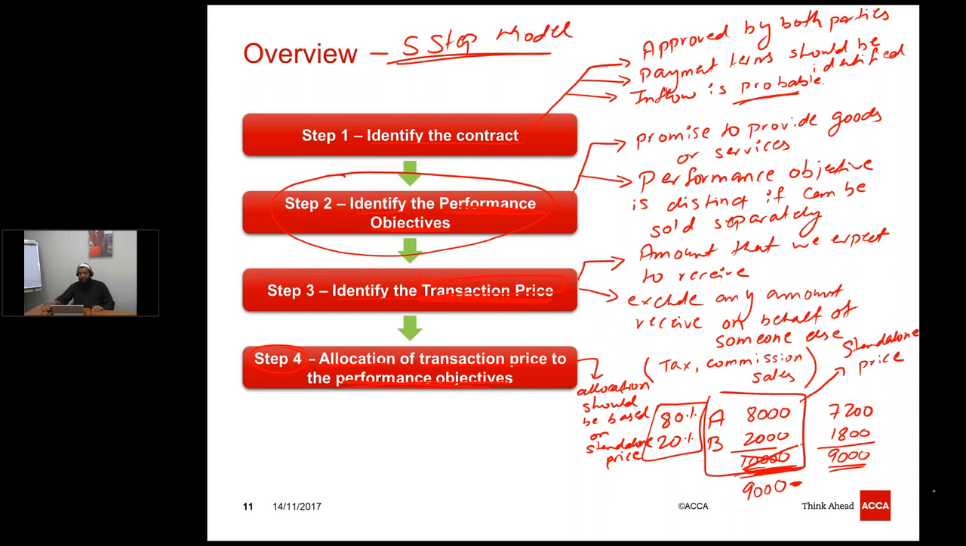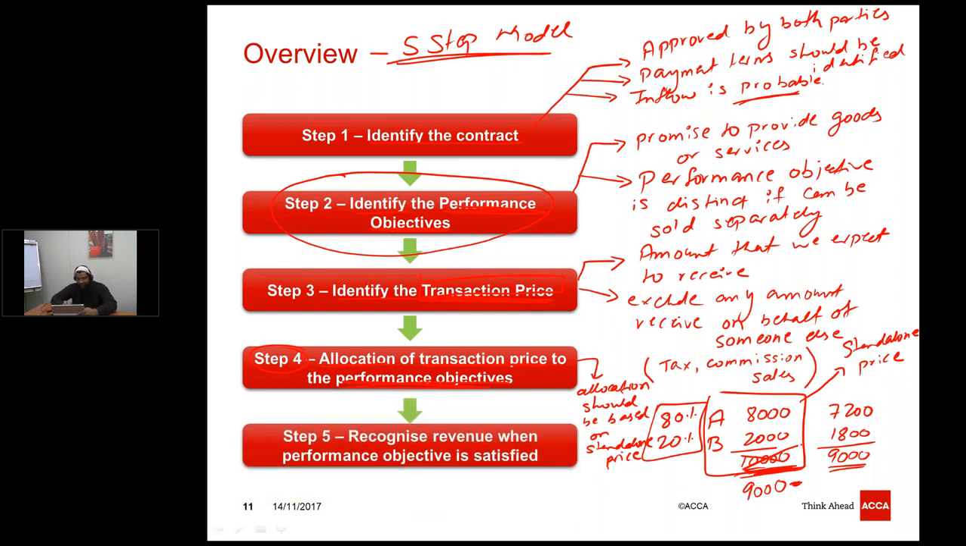So this is how we have completed step number 4. Now the last step, step 5, is to recognize revenue when the performance objectives are satisfied. So whenever we are delivering product A, record the revenue for product A, delivering product B, record the revenue for product B, delivering 5 pens, record the revenue for 5 pens, delivering 5 laptops, record the revenue of 5 laptops.